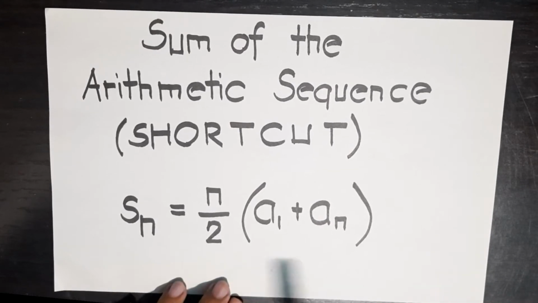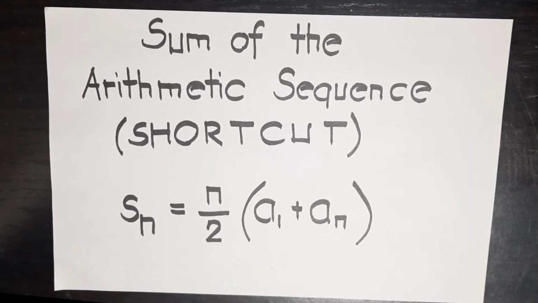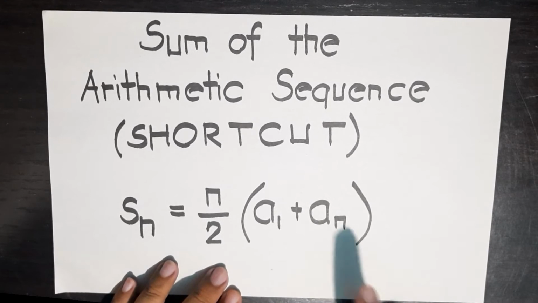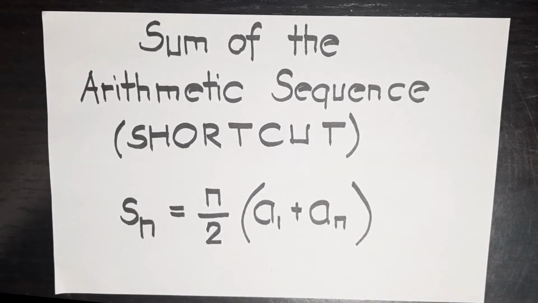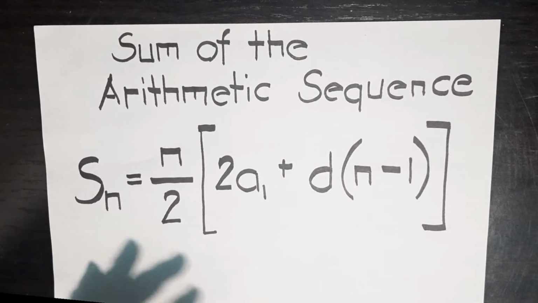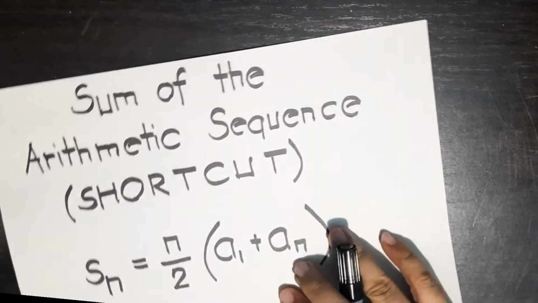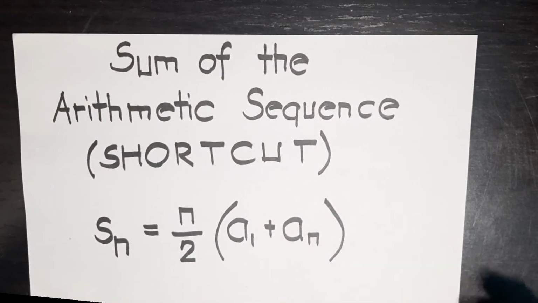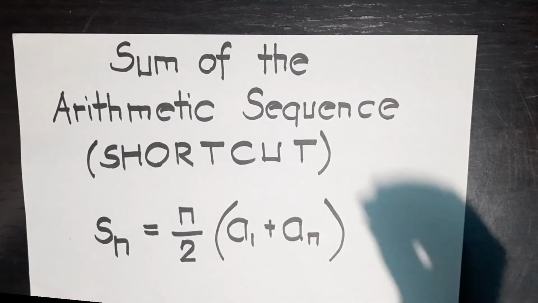So if you look at the formula, you can use the shortcut method once you know the last term of that sequence. But if you don't know the last term, then you can use the original formula, or you can solve the last term first and use the shortcut method. Now let's have our first example.